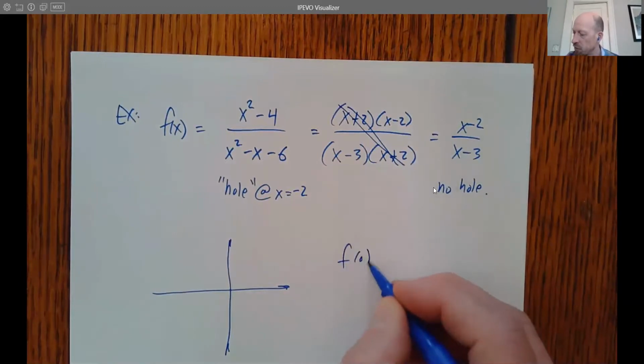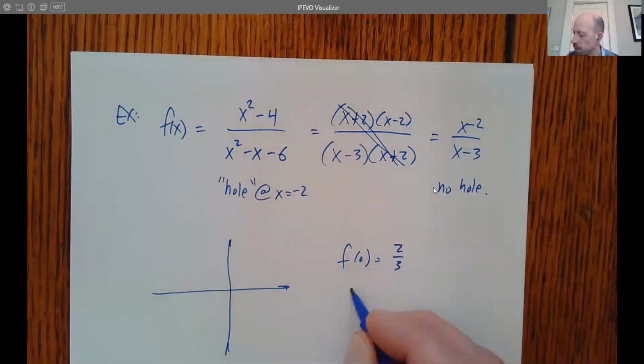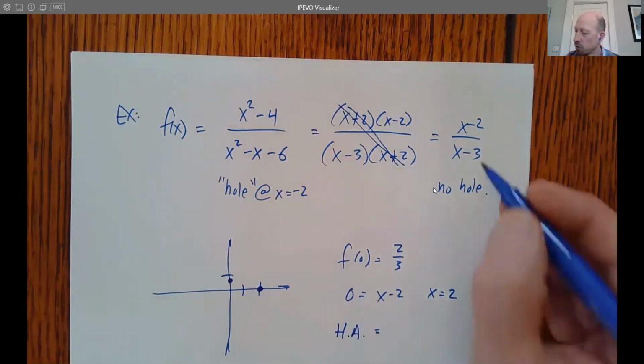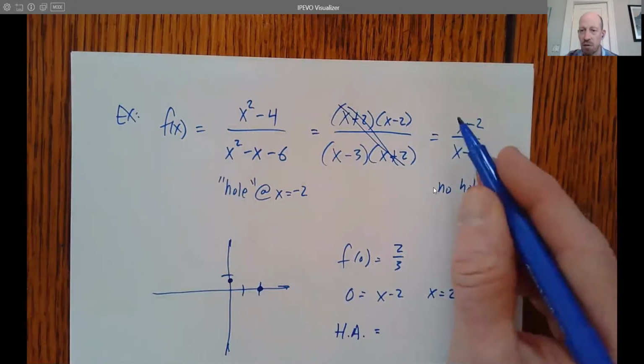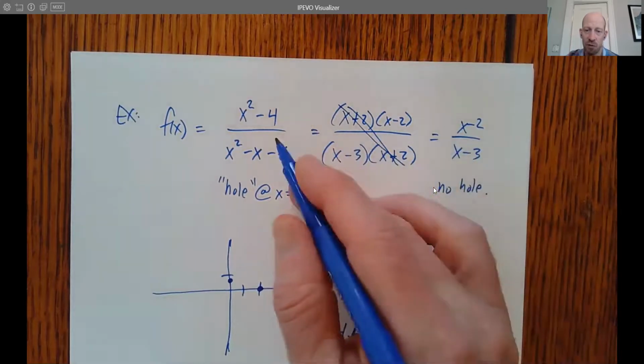So notice f of 0 is going to be minus 2 over minus 3, or 2/3. And 0 equals x minus 2 means x equals 2 is the x-intercept. All right, so f of 0 is 2/3, x equals 2. So I've got my y-intercept and my x-intercept. Horizontal asymptote, these are the same, and the coefficient's 1. So it's going to be y equals 1. Right? And it turns out I can do that from here or here.